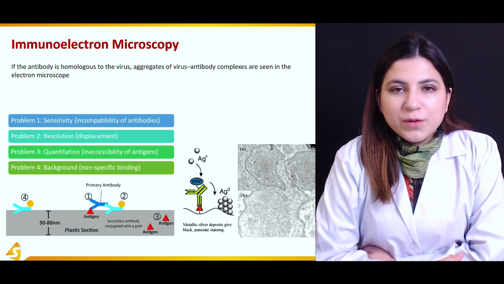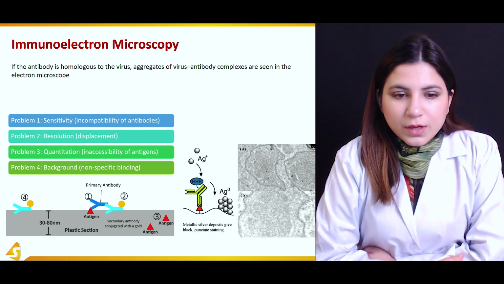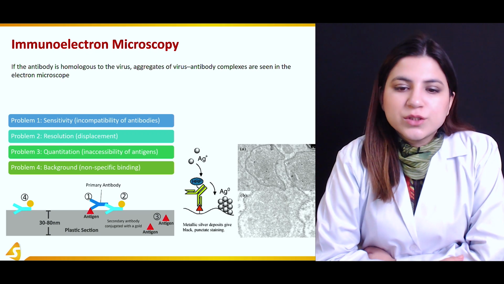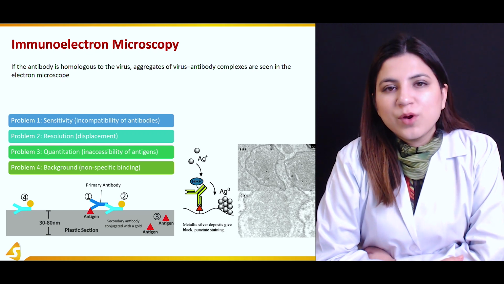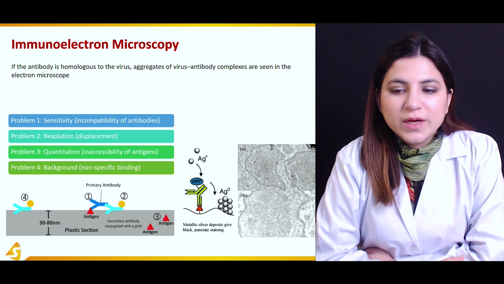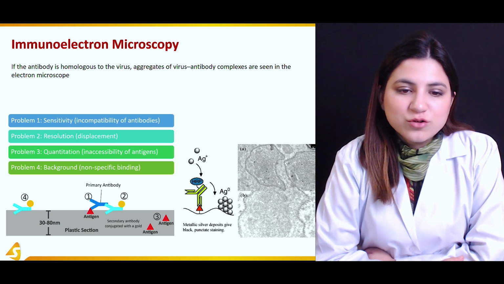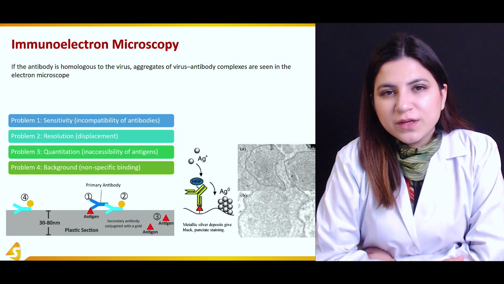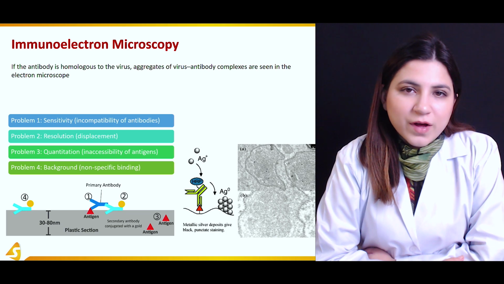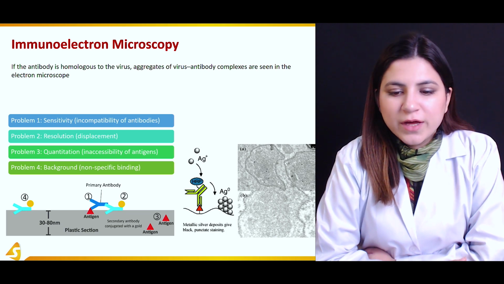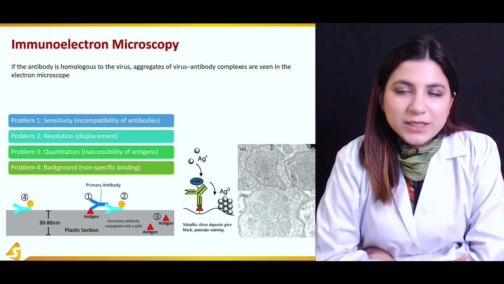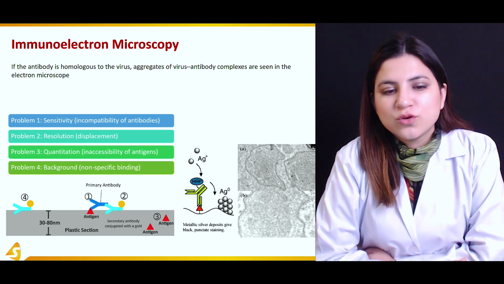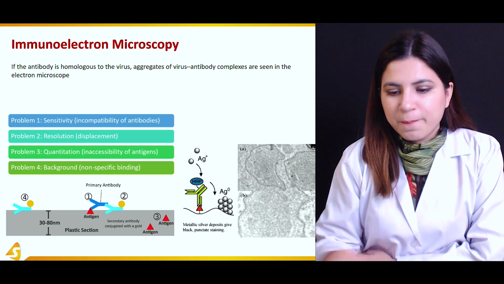Then we have the immunoelectron microscopy. If the antibody is homologous to the virus, then the aggregate of these virus-antibody complexes can be seen under the electron microscope. Since there is a formation of a complex of antibody and an antigen, which is the virus, these complexes can be visualized under an electron microscope, and this method is known as immunoelectron microscopy.